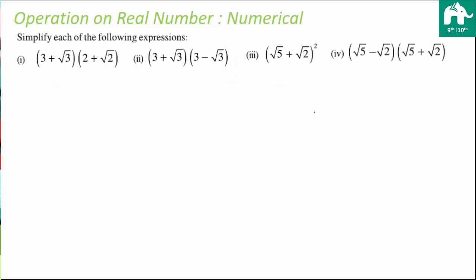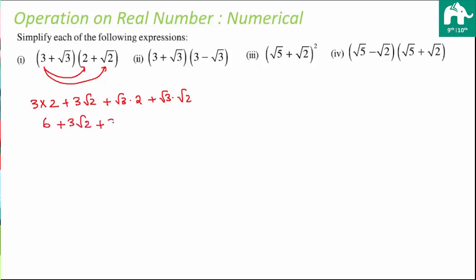Simplify each of the following expressions. So see, in this particular part of the lesson, it's more about practicing these kinds of expressions. How do you simplify them? That's the whole thing. So 3 plus root 3 into 2 plus root 2. Again, we will make use of the distributive property. So you multiply 3 with 2 and then with root 2. So you get 3 into 2 plus 3 into root 2 plus root 3 into 2 plus root 3 into root 2. So you get 6 plus 3 root 2 plus 2 root 3 plus root 6.